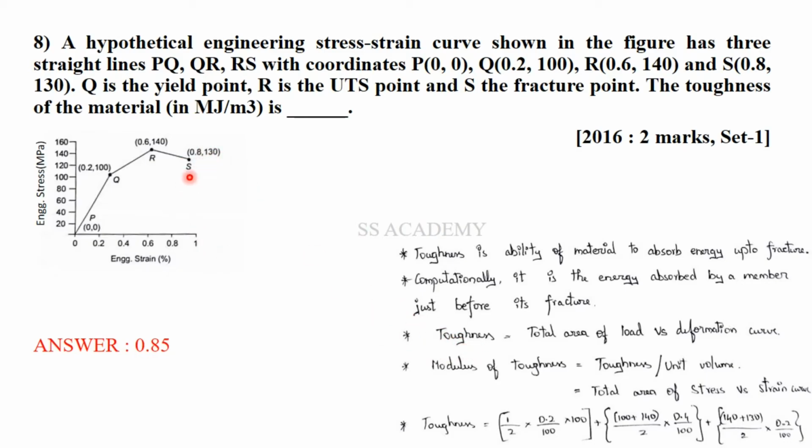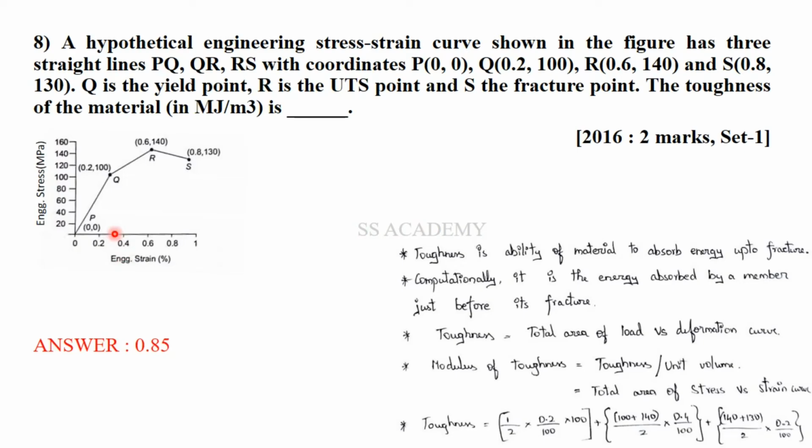Up to fracture point is the main point. Okay, what is modulus of toughness? It is toughness per unit volume. This can be given as the total area of the stress versus strain curve. Stress is in terms of megapascal or pascal, whereas strain has no unit.